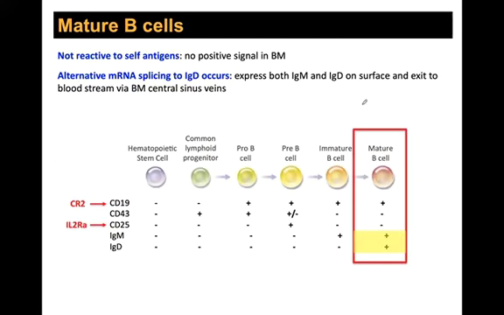Now that really defines a mature B cell. Once it expresses IgD, it's mature. How does it do that? Well, it's just alternative mRNA splicing between IgM and IgD constant domains. It's not somatic recombination, it's not isotype switching, it's just differential RNA splicing.